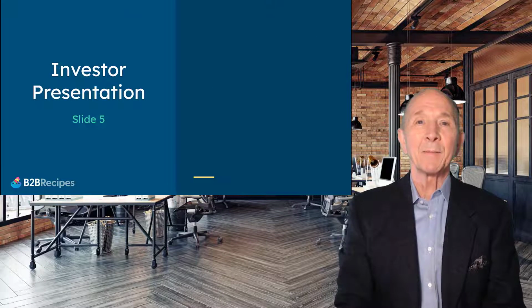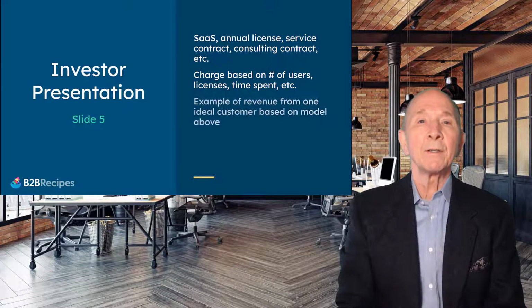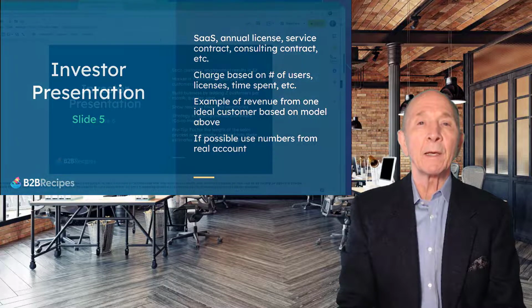Slide 5, the business model. This is where we demonstrate that thought has gone into our business model to match the value of the product or services that we provide and how it's delivered and purchased. This is a sanity check to see if it makes sense. We describe how it's delivered, SaaS, annual license, services contract, consulting contract, etc., and how it's charged, and an example of the estimated revenue per account based on that model described. If possible, we want to use numbers from a real account.